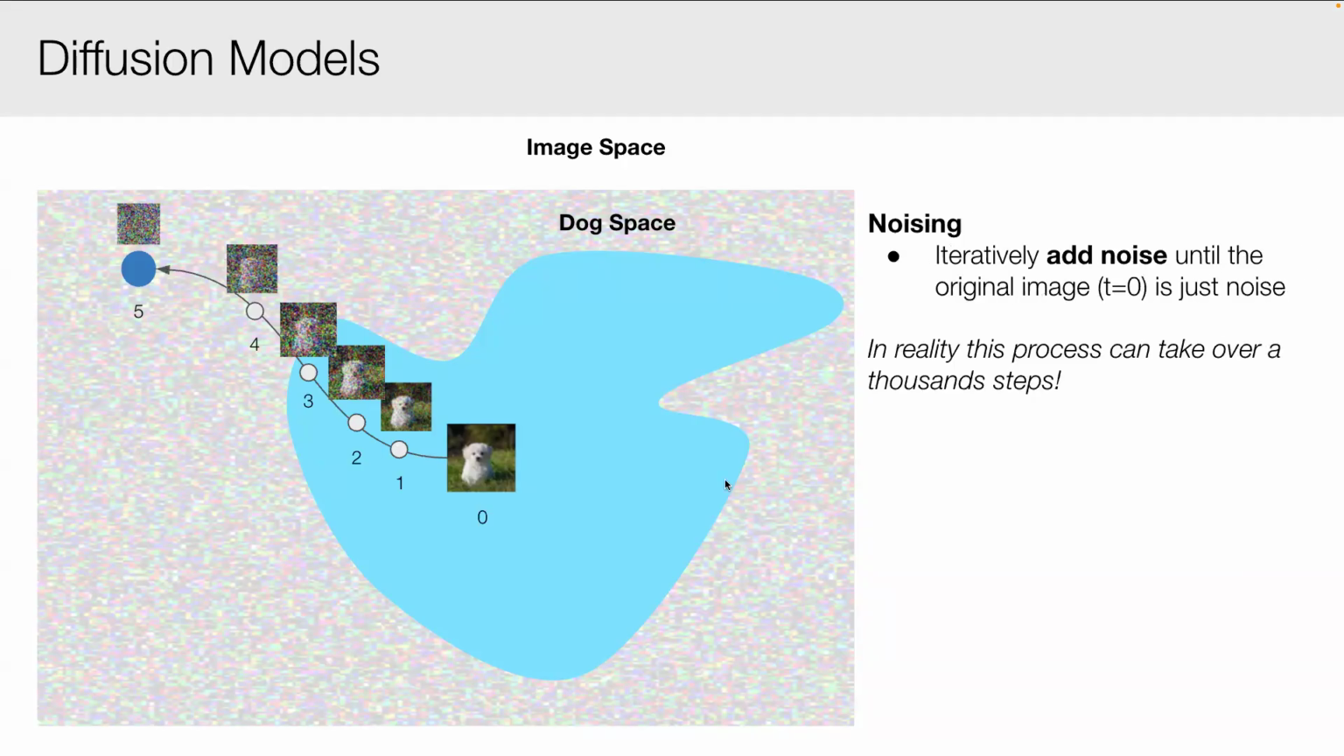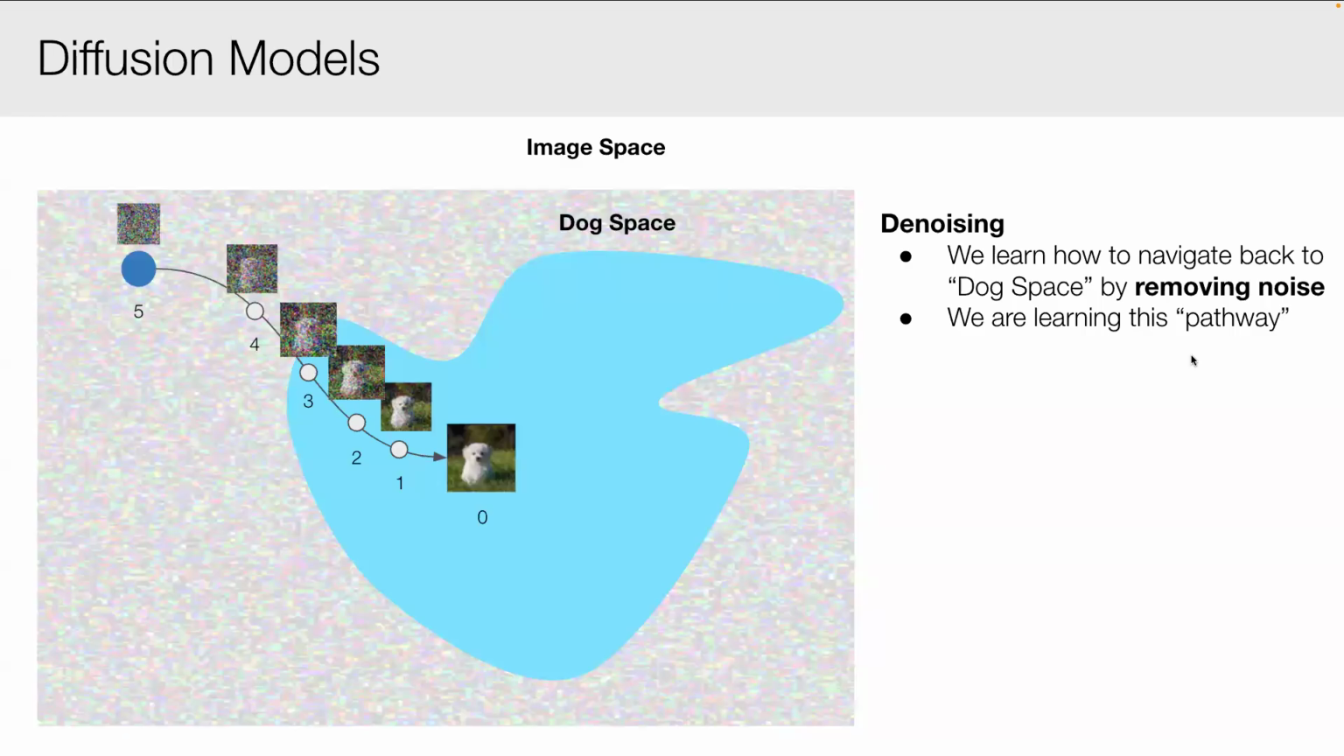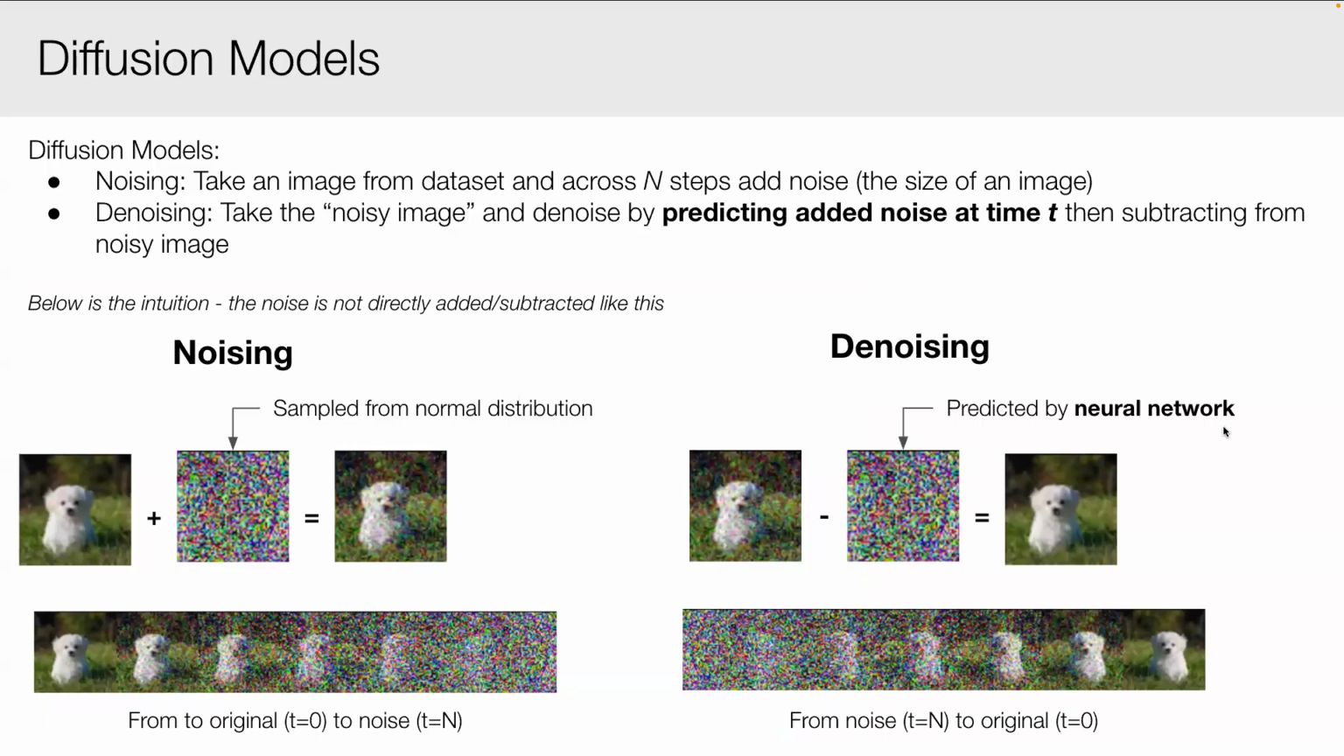It's training a model to walk your steps back effectively, right? So this original pathway of leaving dog space is a ground truth. And then reversing that pathway is the goal of diffusion. We call this denoising, right? So again, the idea is, can I sample a random piece of noise in this larger image space and then learn a pathway to go back to dog space?